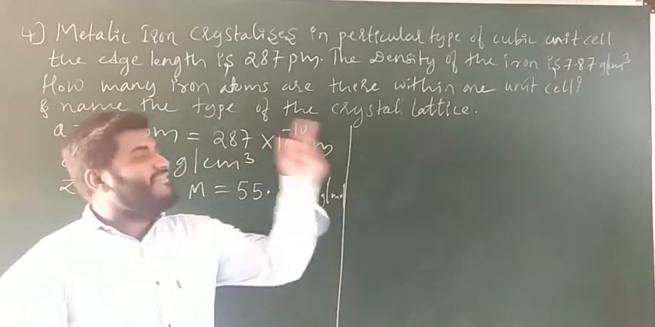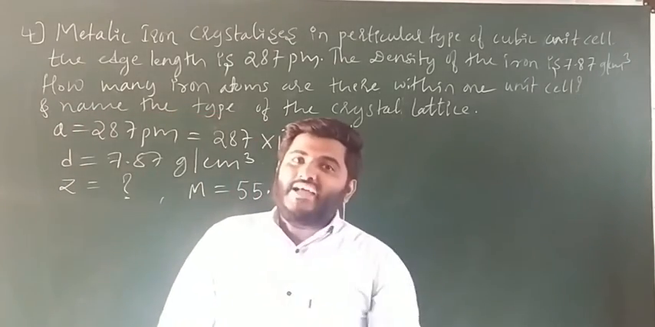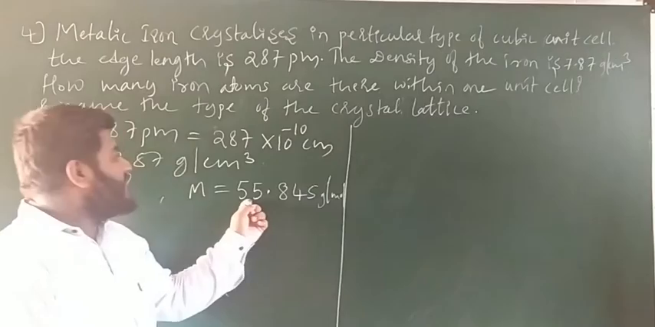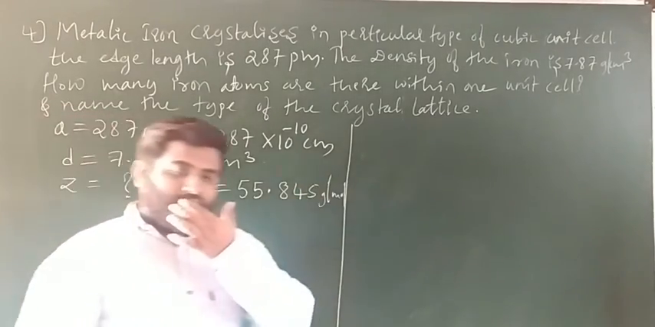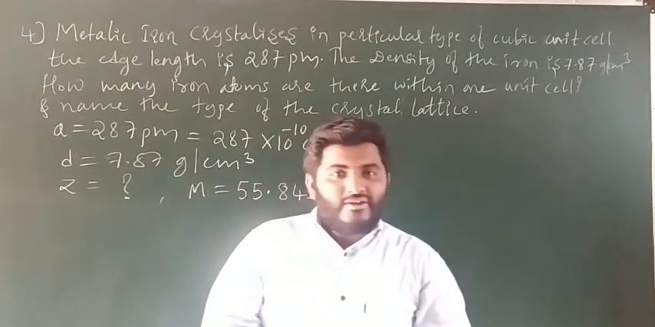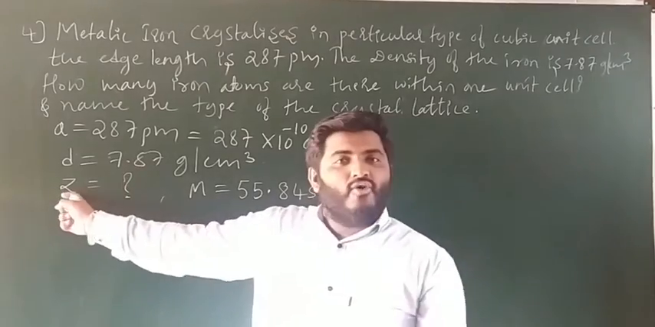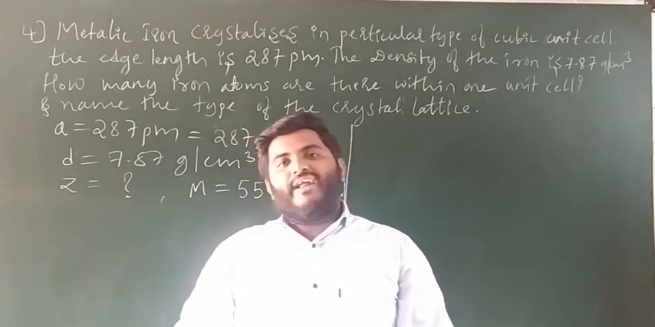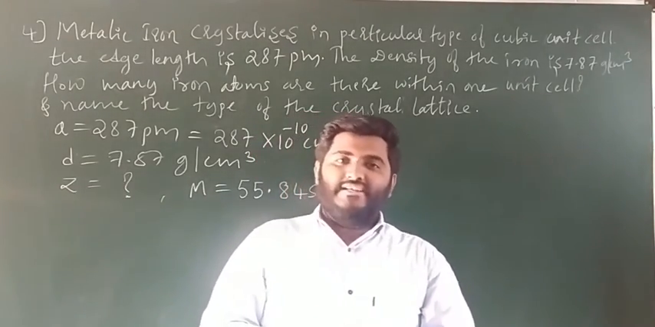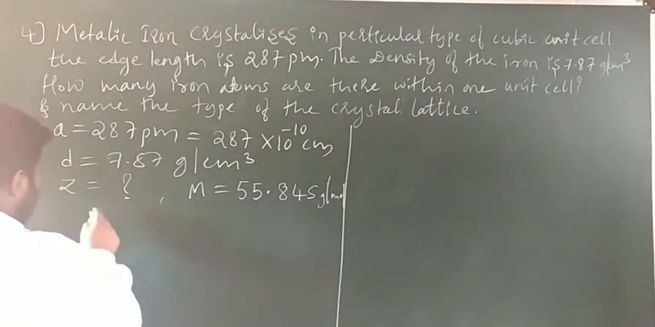Molar mass of iron is not given in the question, so you have to remember that the molar mass of iron is 55.845 gram per mole. Then what do you have to calculate? You have to calculate the Z value. Using the Z value, you are going to predict which type of unit cell is present. Okay, so let us put the formula.